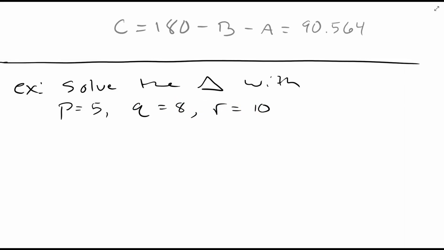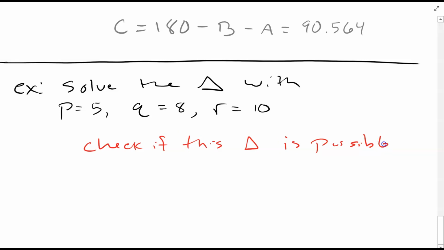So here we're going to solve the triangle with side lengths of 5, 8, and 10. I guess there's one other thing in the side situation we have to be careful of. I forgot to mention this earlier, so let's mention it right now. We should check to make sure this triangle is possible. You can't just pick 3 numbers and be able to make a triangle out of it. What does the triangle inequality from geometry say? Does anybody remember that?